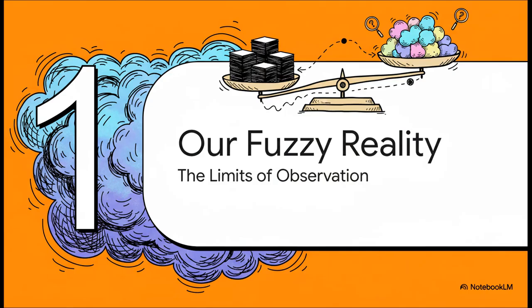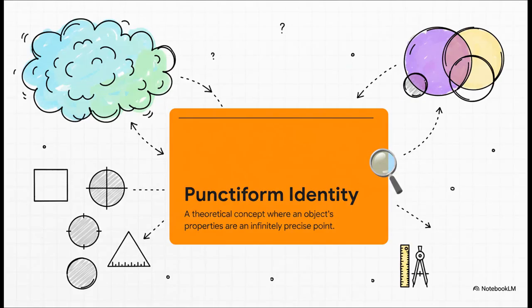Okay, so what is going on here? Why does this happen? Let's dig into the root of the problem, which is all about what we're calling our fuzzy reality. And here's the kicker. It turns out the problem isn't really with the world itself. It's with us. It's about the built-in limits of our own senses and our tools. So old-school classical logic is built on this idea with a bit of a mouthful of a name, punctiform identity. Basically, it's the idea that any property of an object, like its exact color or weight, can be pinned down to an infinitely precise, perfect little point. It's a beautiful idea. It's clean, it's perfect, but it's just that, an idea.